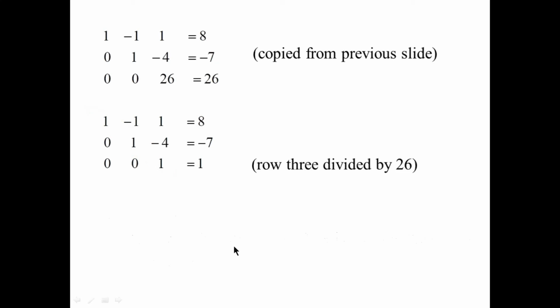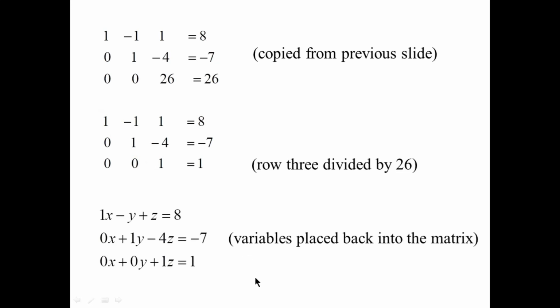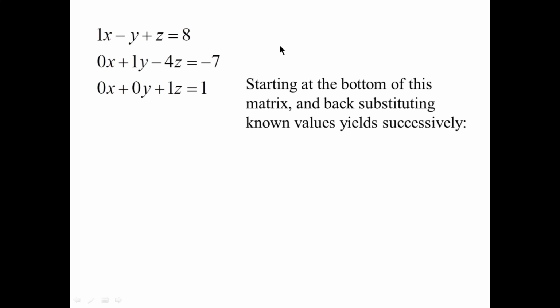Now we can put the variables back. It wasn't necessary to get rid of the variables, but it just reduces the writing and the work. Put the variables back. And now we can start to solve this. If you look at the last row, this says z equals 1. So we start at the bottom. So x, y, z, but z equals 1.